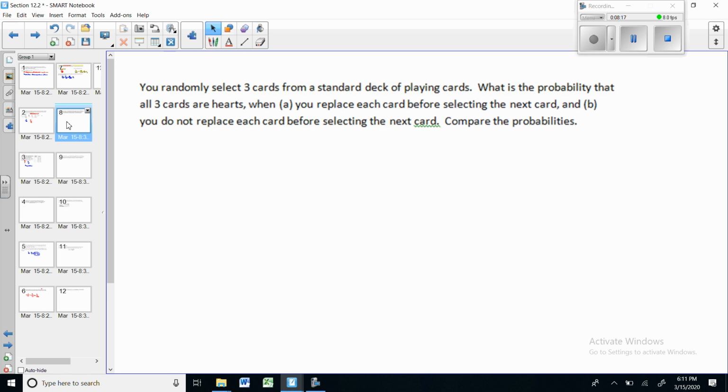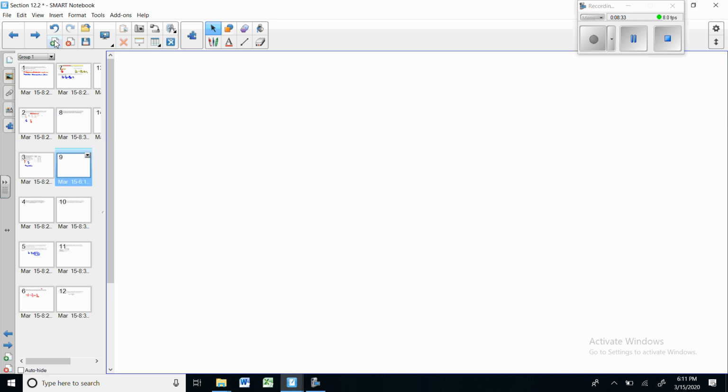You randomly select 3 cards from a standard deck of playing cards. What is the probability that all 3 cards are hearts when you A, replace each card before selecting the next card, and B, when you do not replace each card before selecting the next card? Now, I'm going to come back to this slide in just a second, but there are some things that you need to know. There are 52 cards in a deck.